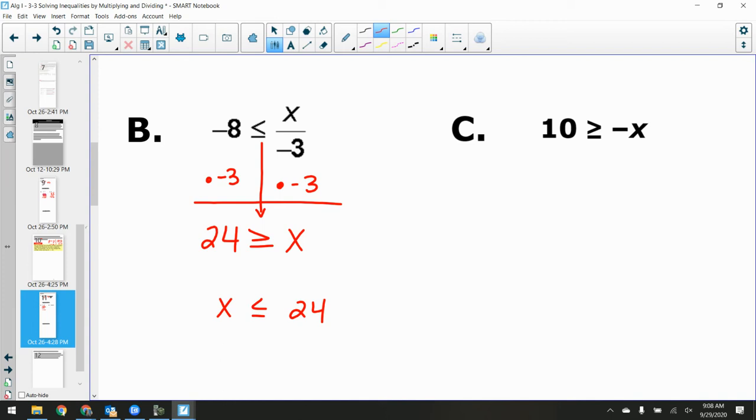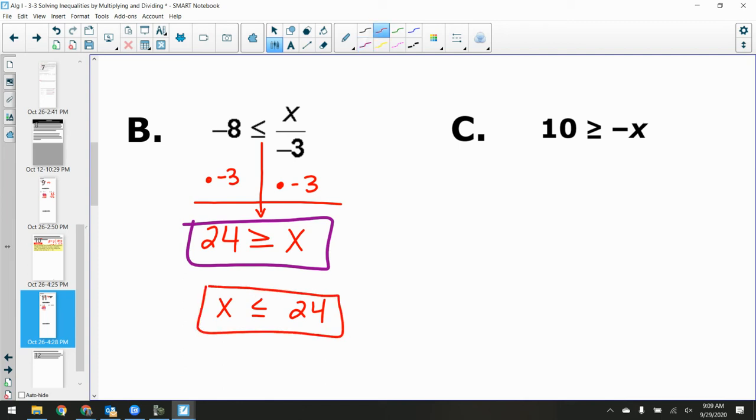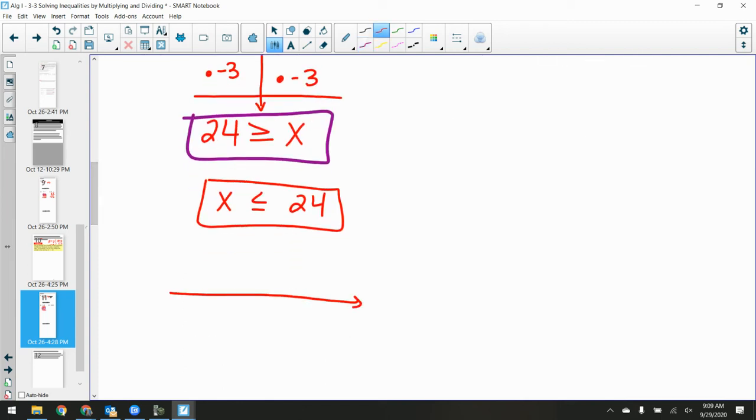Again, would this have been an acceptable answer? Yes, that is technically a correct answer. You should be very careful when you graph it. I will always write my answers with the variable on the left so that I can graph it. I've got 0, put 24 way over here. Open or closed dot on 24? Going to the left. See how it's covering up 0?